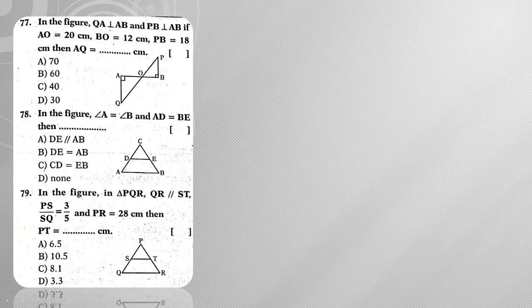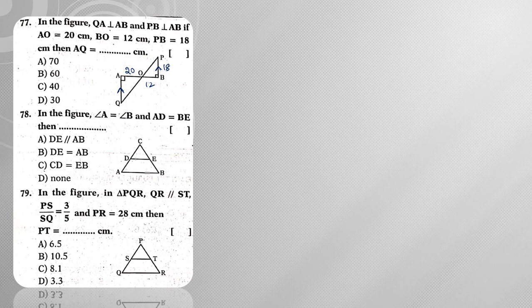Next, moving on to question number 77. In the figure, QA is perpendicular to AB, and PB is perpendicular to AB. So these two lines are perpendicular to the same line AB, then we can say that these two lines are parallel to each other. Next, AO is 20 centimeters, BO is 12 centimeters, and PB is 18 centimeters. Then what is the value of AQ?